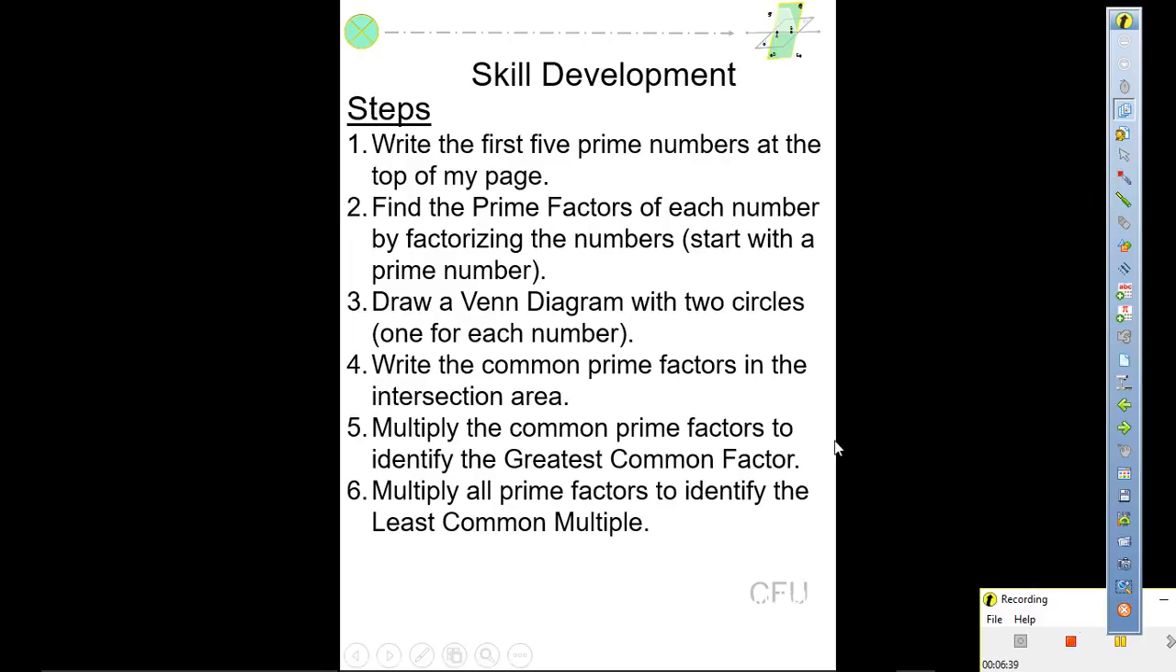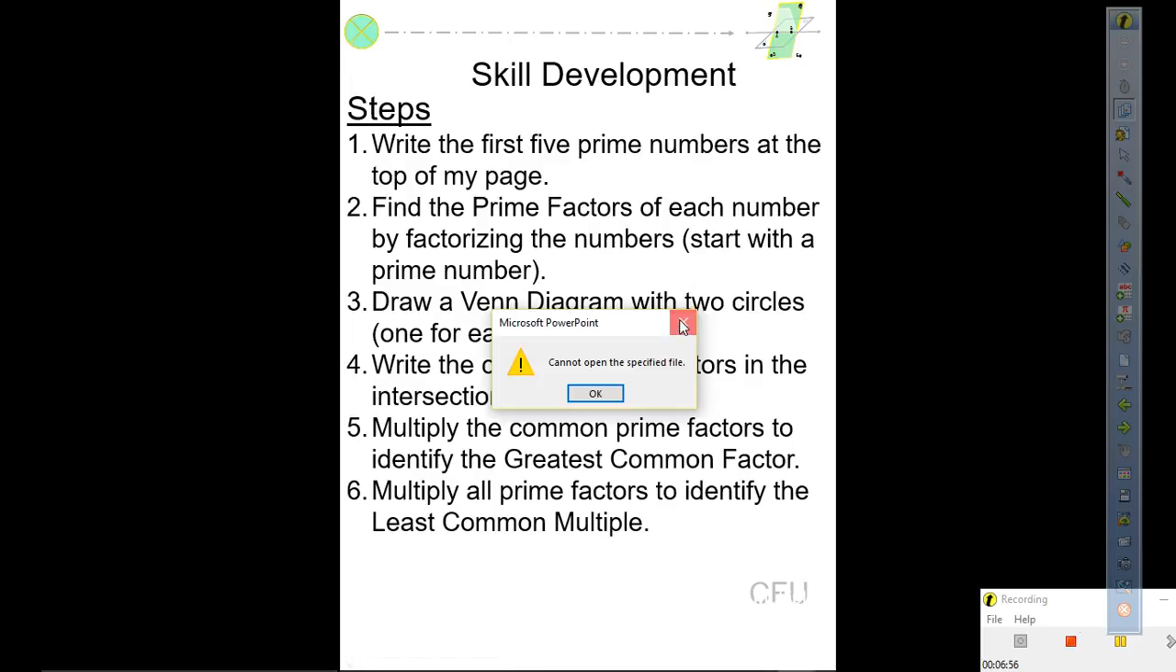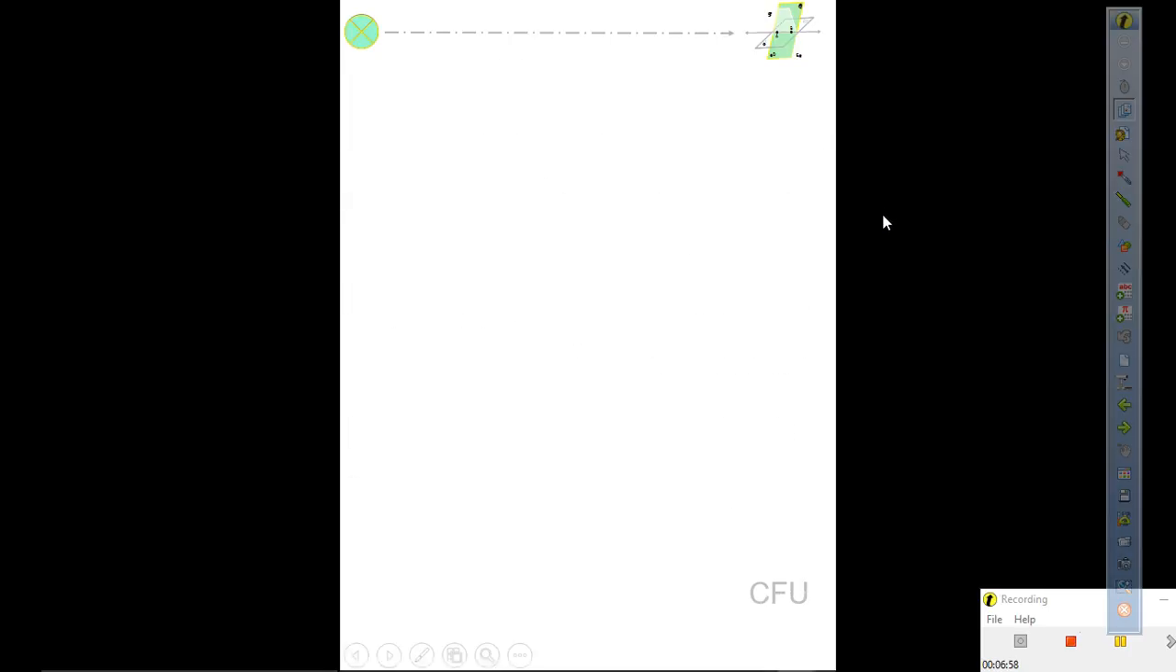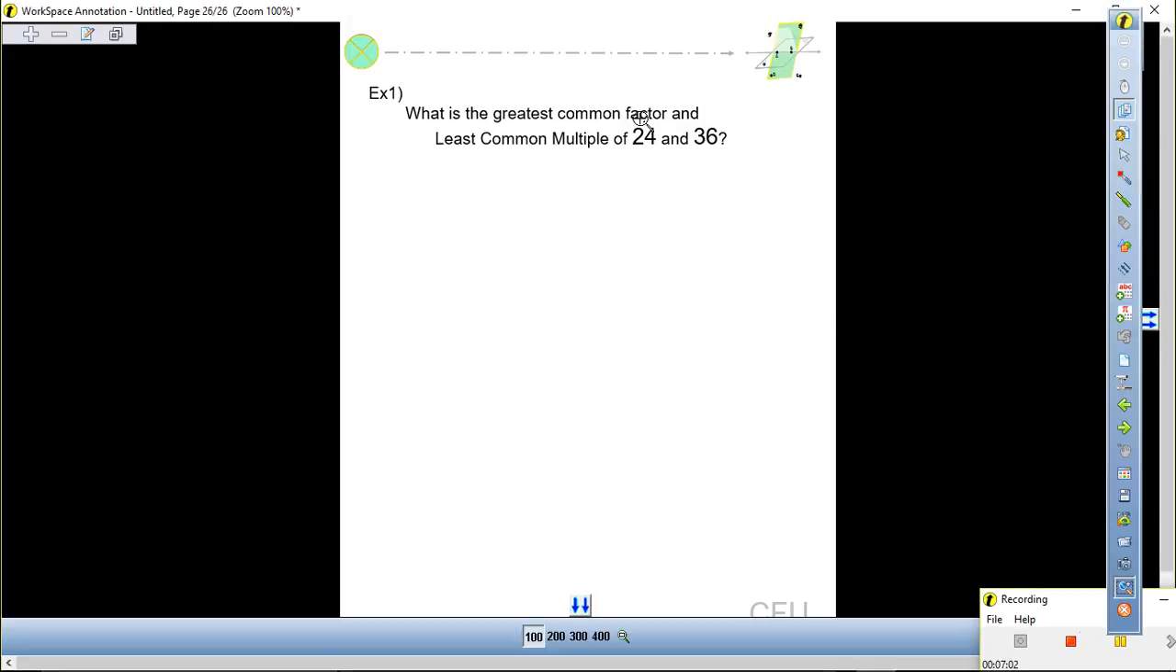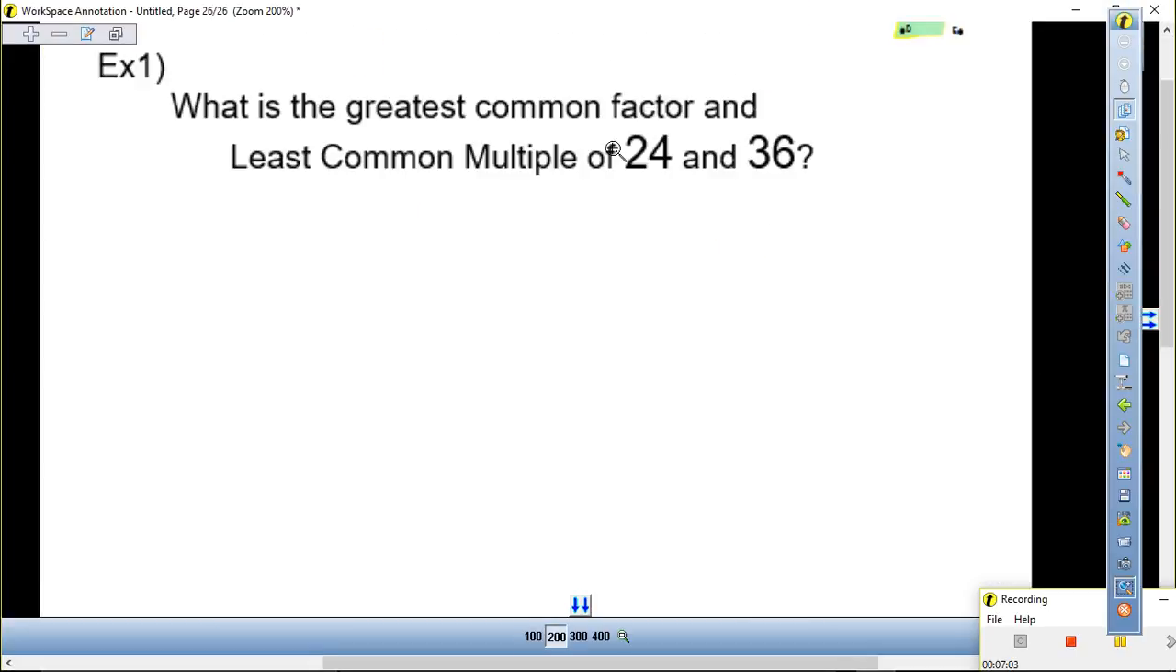So here are the steps. Don't copy the steps. I know it's very lengthy. There's 6 steps. So I'm going to get straight to an example, so that we can see the process. Okay, example. Example 1. Copy this, please. Let me zoom in. What is the greatest common factor and least common multiple of 24 and 36? Copy that, please, and then I'll go over the example.